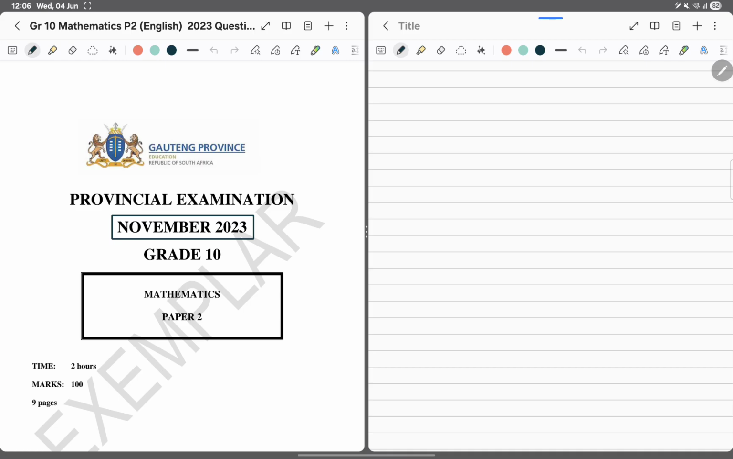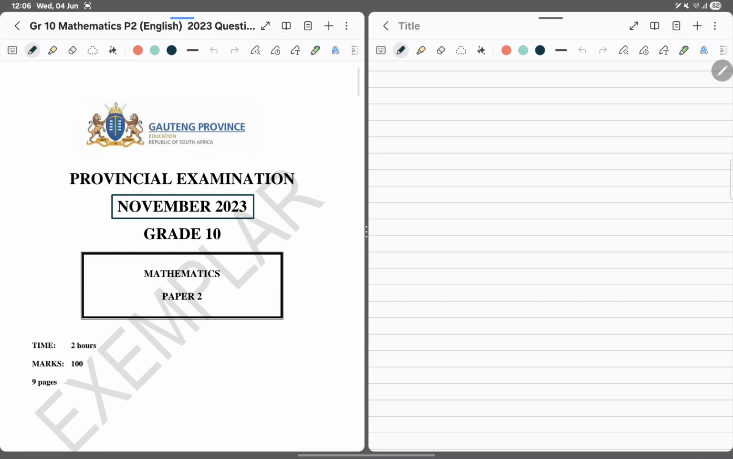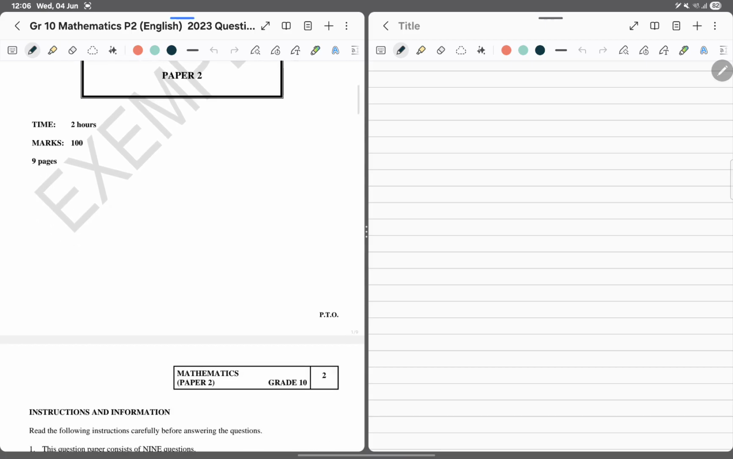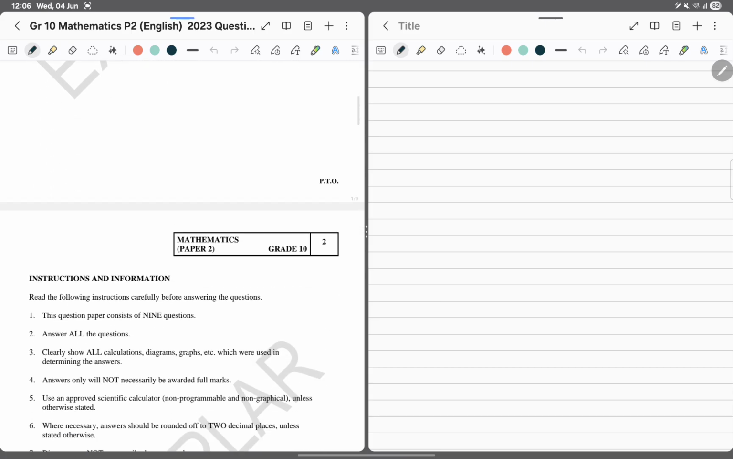Let us have a look at this question paper so that we can assist you to prepare for your paper 2 examinations that are upcoming. We are going to take our paper from November 2023 from Gauteng. This was a 2-hour paper for 100 marks.